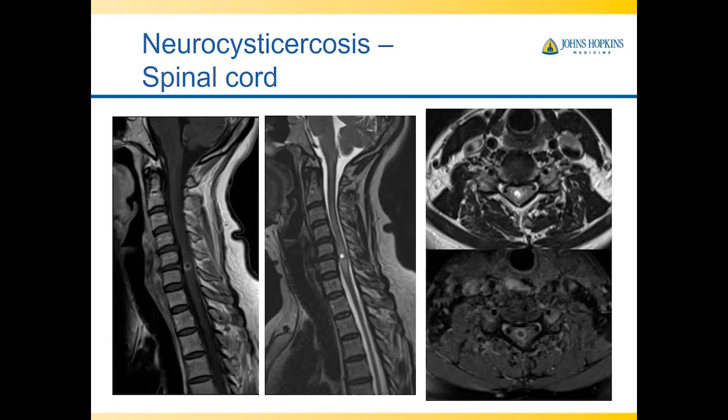I have an example of a neurocysticercosis involving the spinal cord. Imaging features are similar. You have a cyst with rim enhancement and surrounding vasogenic edema, which does not look any different from what an intracranial cysticercosis would look like, although the differential diagnosis would also have to include metastases in certain populations.